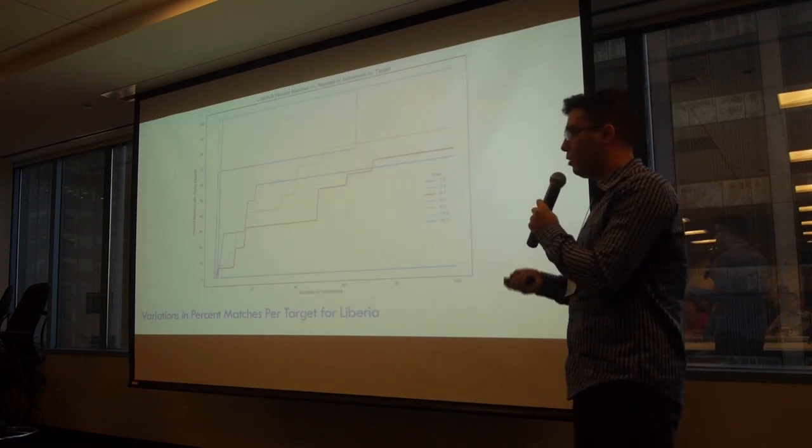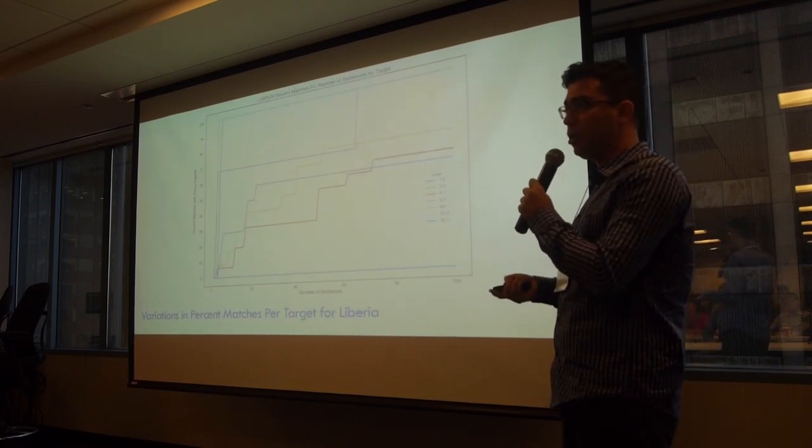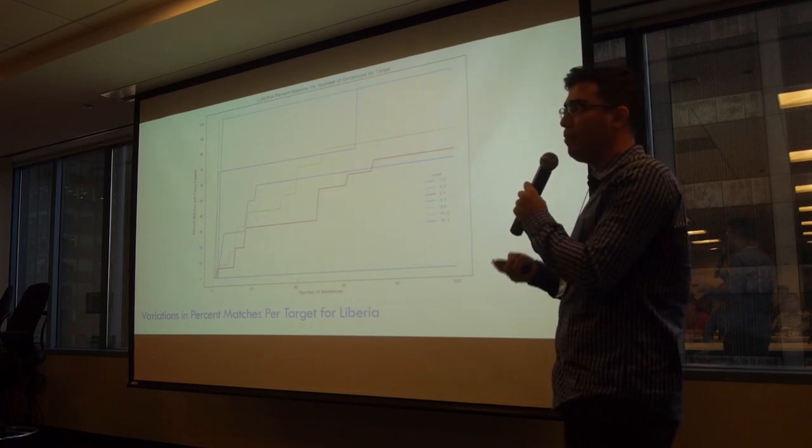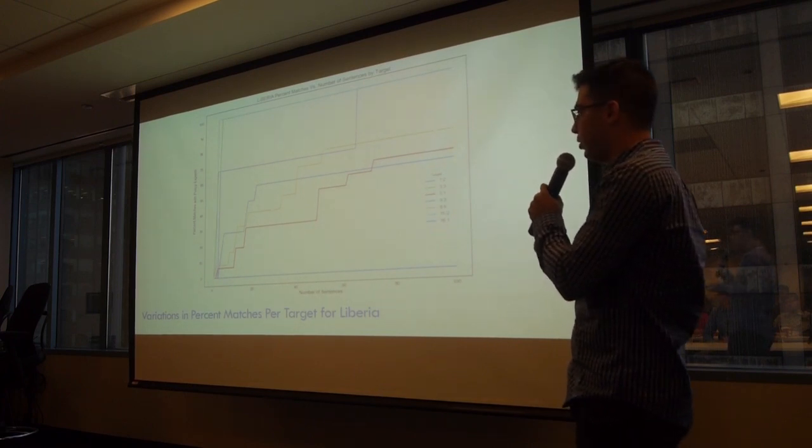And of course, that number was really an average across all targets. Per target, it really varies. Some targets, after seeing 5 sentences, we can get all the matches they had, whereas others, even after 100, you can get 1 match.